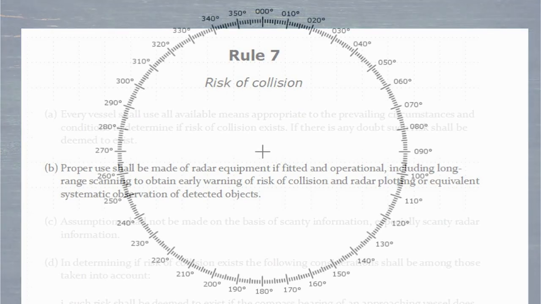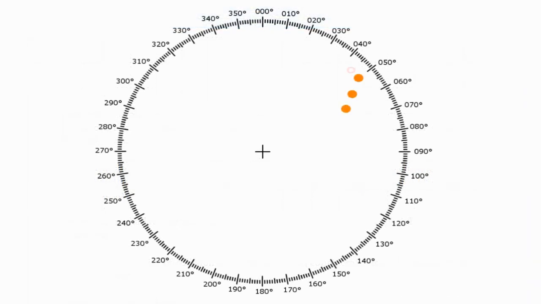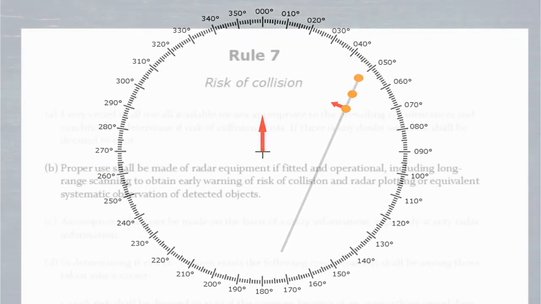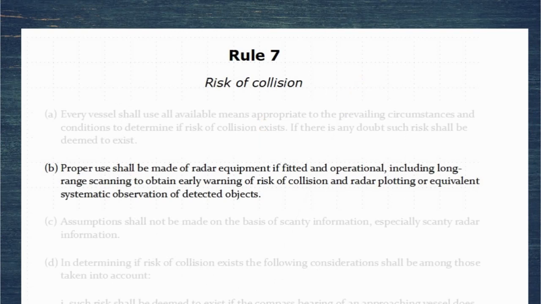But what this paragraph of the rule is saying is we need to use systematic observation. So radar plotting, we're talking about taking a series of plots on the radar. Or visual plotting, we're looking at taking a series of compass bearings. We need to be systematic about it. We can't just look and take one snapshot in time. We need to do it systematically and observe it over a period of time to determine if risk of collision exists.